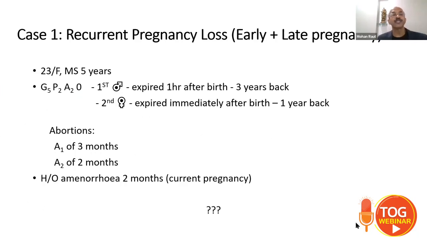So we come to the first case of Dr. Madhu Gulati. Madam, this is a 23-year-old patient married since 5 years, with a history of two full-term pregnancies, almost full-term. One expired after birth and the other expired immediately after birth, 3 years and 1 year back. There were also two miscarriages, one at 3 months and one at 2 months. She has now currently come to you with 2 months of pregnancy. So how do you go about it, madam?